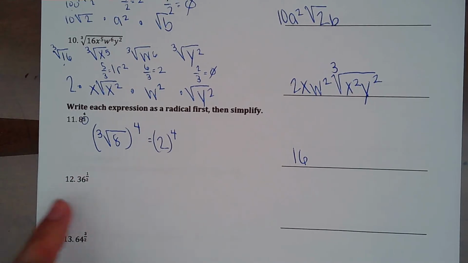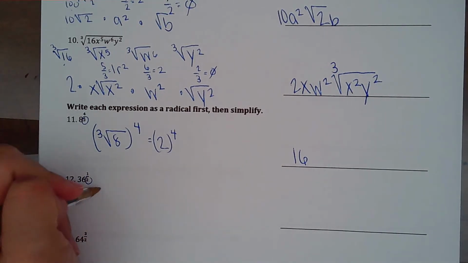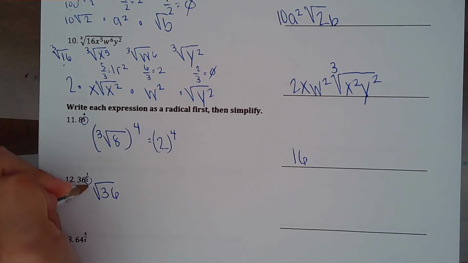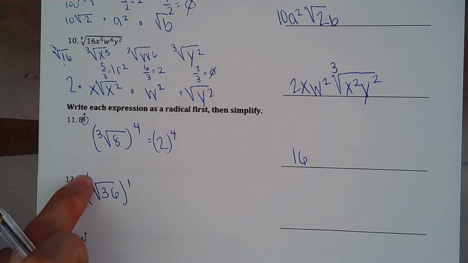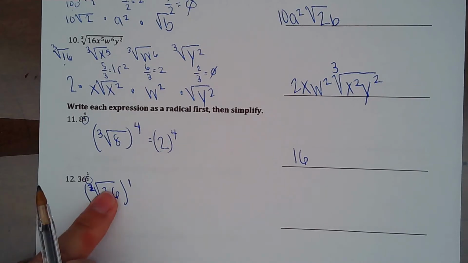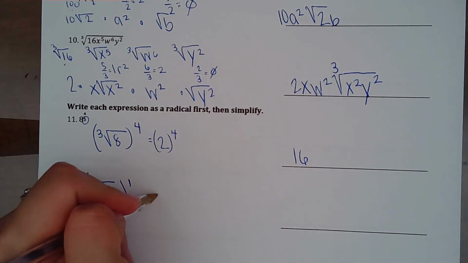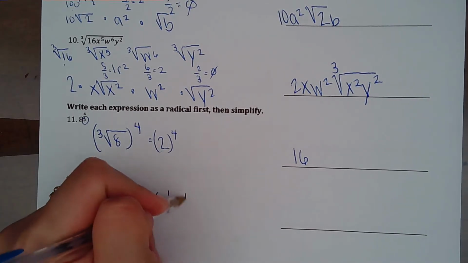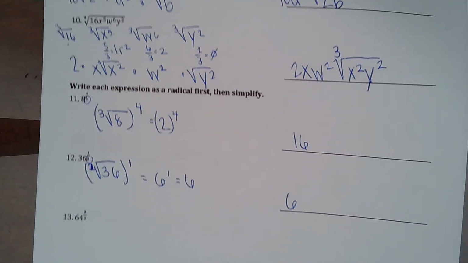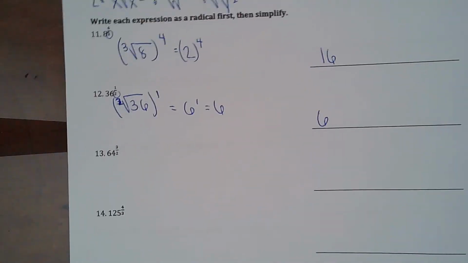Okay, same thing here. We're going to look at our denominator, and it's a square root this time. So we're going to take a square root, and then our exponent, we're going to raise it to the first. So the square root of 36 is 6, and 6 raised to the first is simply 6. So it would stay 6 also.